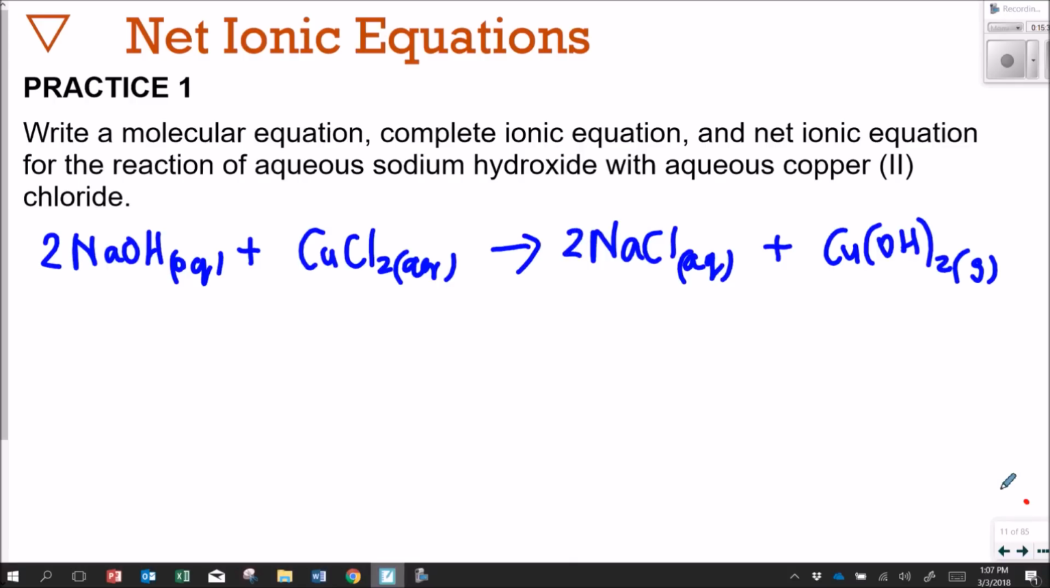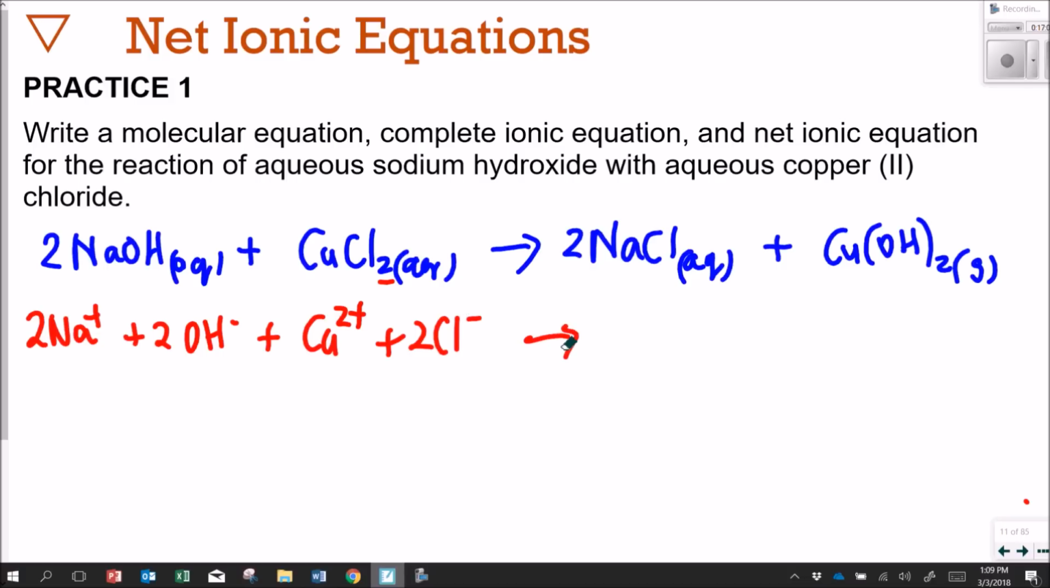So let's see which ones dissociate. Sodium hydroxide is aqueous, and I have a coefficient of 2. So 2 moles of sodium ions and 2 moles of hydroxide ions. Then I have aqueous copper(II) chloride. So I have 1 mole of copper(II) ions and 2 moles, because of the subscript of 2, of chloride ions. Then I do my products.